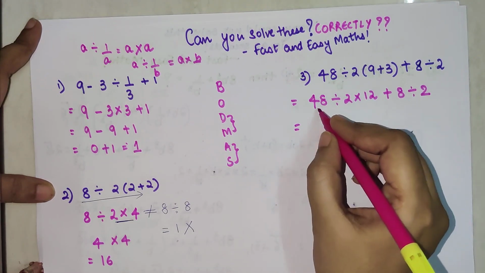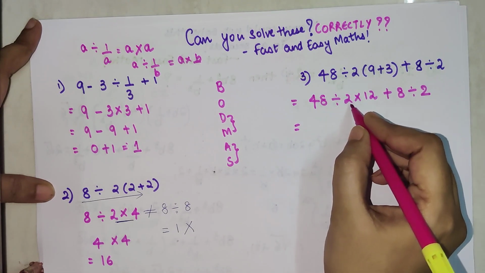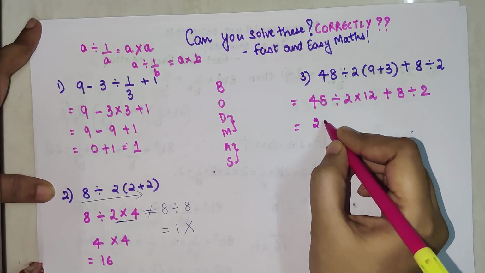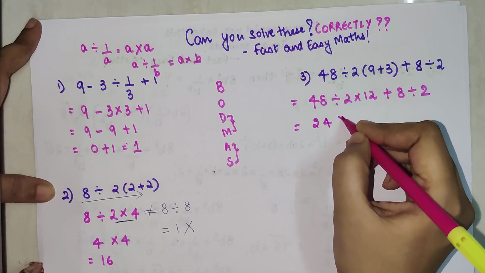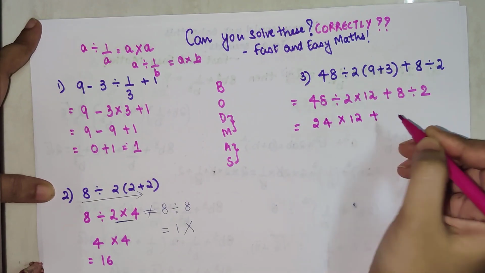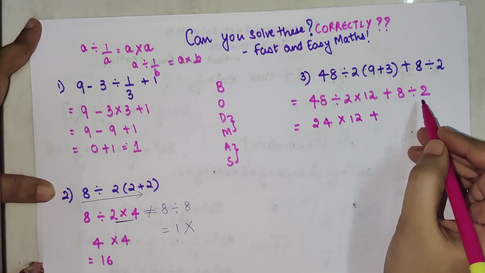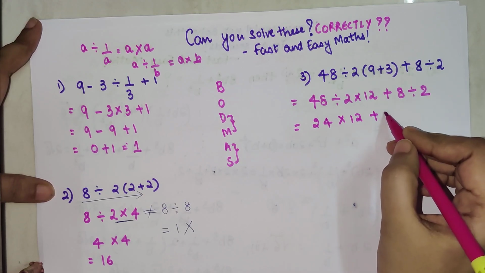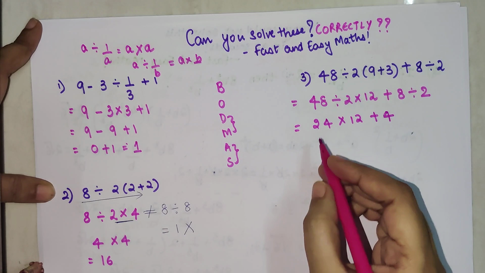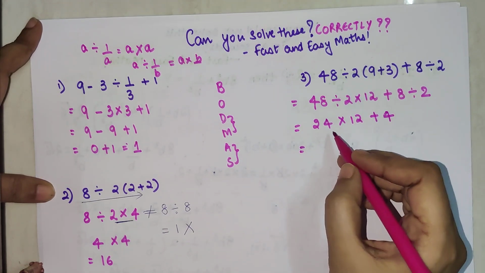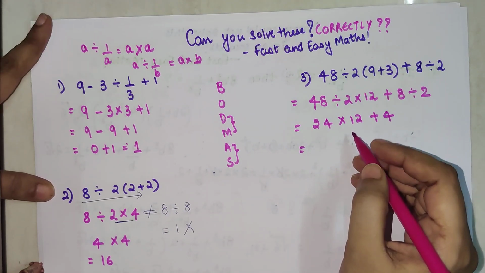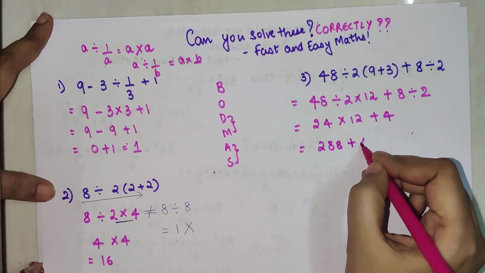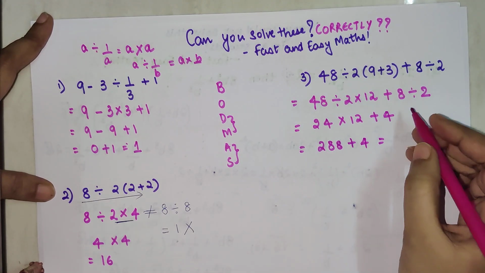First things first, you will divide 48 by 2, that would get you 24, into 12 plus, because division and multiplication are supposed to be done in this particular step, so you're going to divide this 8 by 2 as well, so you will get a 4. Now when you multiply 24 into 12, you will get 288, and then just simply add a 4, and then your answer would now become 292.